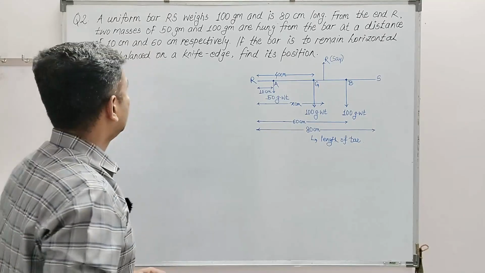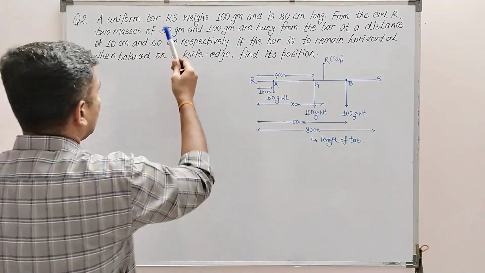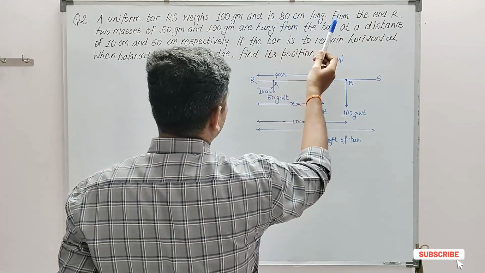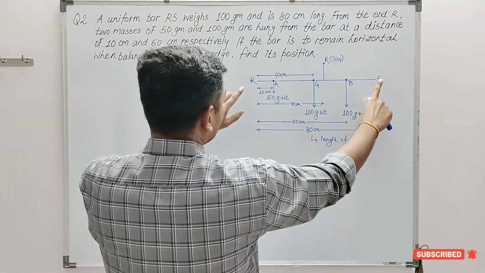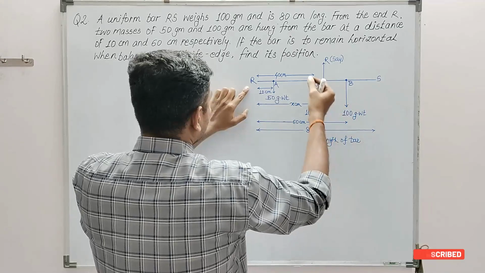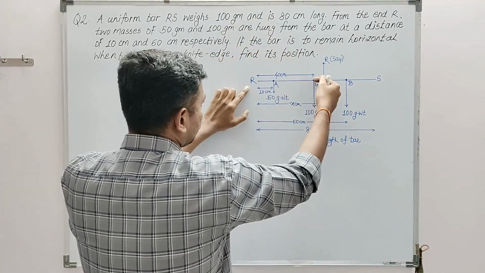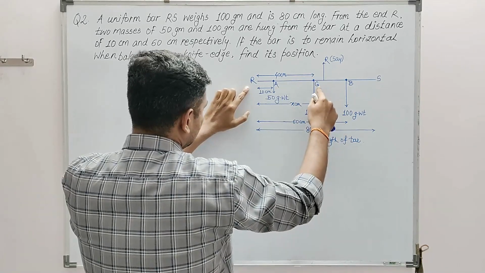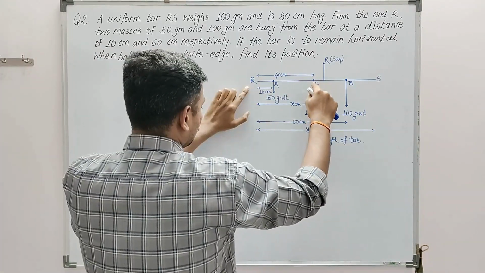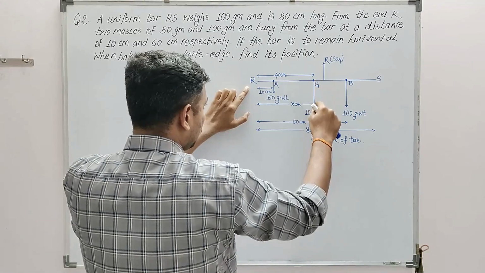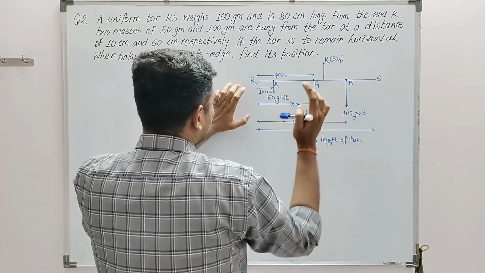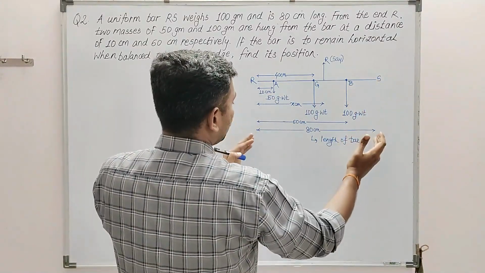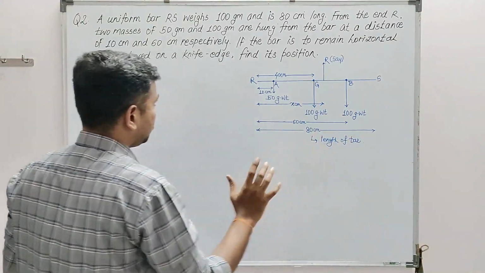Next problem. A uniform bar RS weighs 100 gram and is 80 centimeter long. So this is the uniform bar having the weight of 100 gram. The weight can be located at the center of gravity, and this is the point G, where the force of gravity, that is the weight of its own, is 100 gram Wt, which is acting downward.